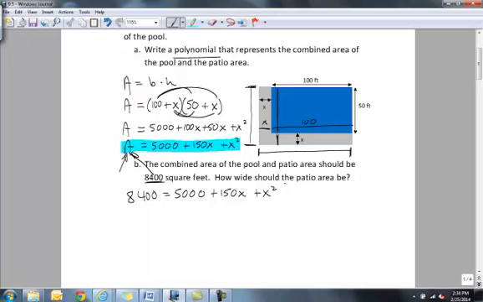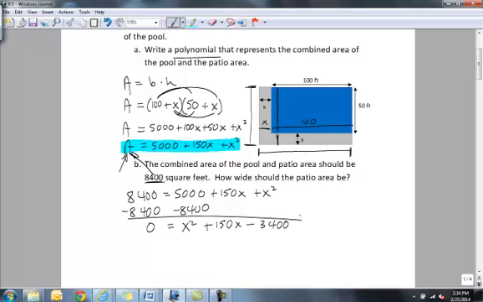Okay, remember our home base, our starting line for these, is always going to be everything on one side equals 0. So I need to subtract 8,400. So it'll always be our starting line. So I get 0 equals, if that's okay with you, I'm going to write in descending order of the variable. So it's going to be x squared plus 150x minus 3,400.